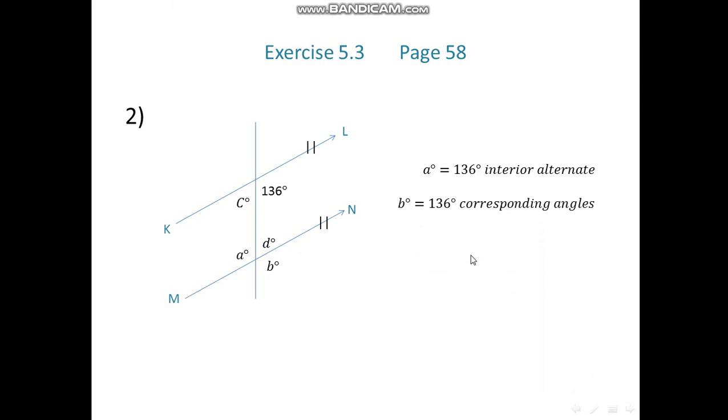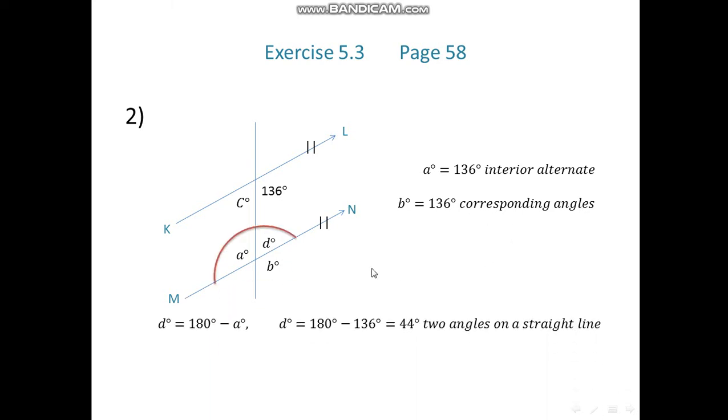Okay. B naught. Which one is B naught? This one is 136. Why? Because they are in the same position and they are in the same side from the intersection. They are in the same side from the intersection, the right side. This is the left side from the intersection and this is the right side from the intersection. Both are in the same side from the intersection and in the same position, so they are corresponding angles.